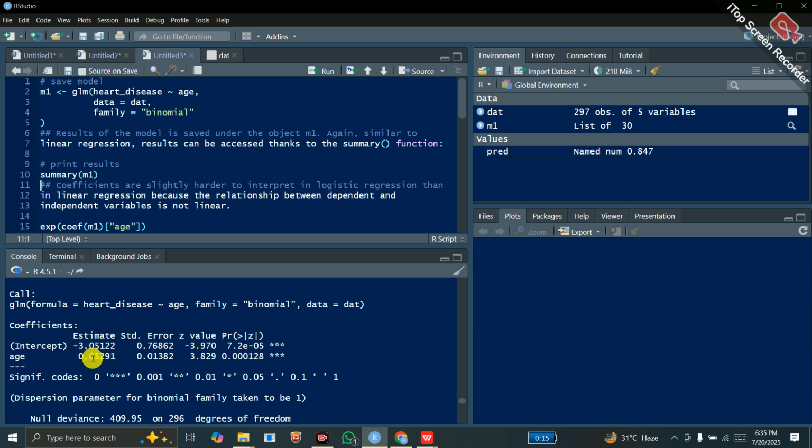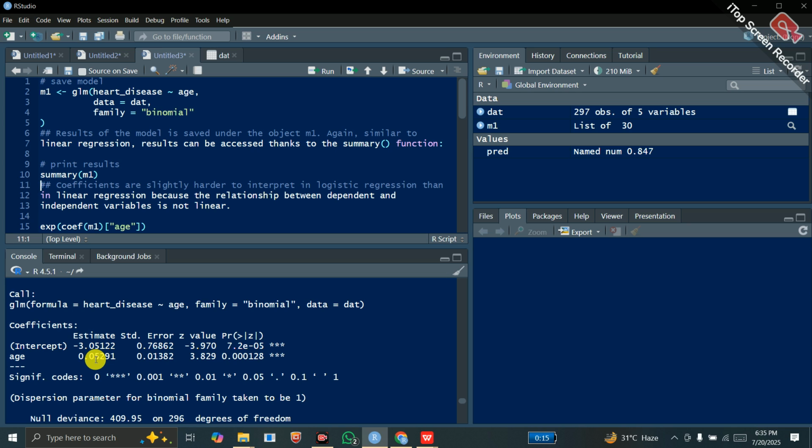the age is 0.05291, and the estimated coefficient of the constant is minus 3.05. Now coefficients are slightly harder to interpret in logistic regression than in linear regression, because the relationship between the dependent and independent variable is not linear in a logistic regression model. So what does this mean? This coefficient means, since the dependent variable is log odds, that with a 1 unit change in age, the log odds change by 0.0529.